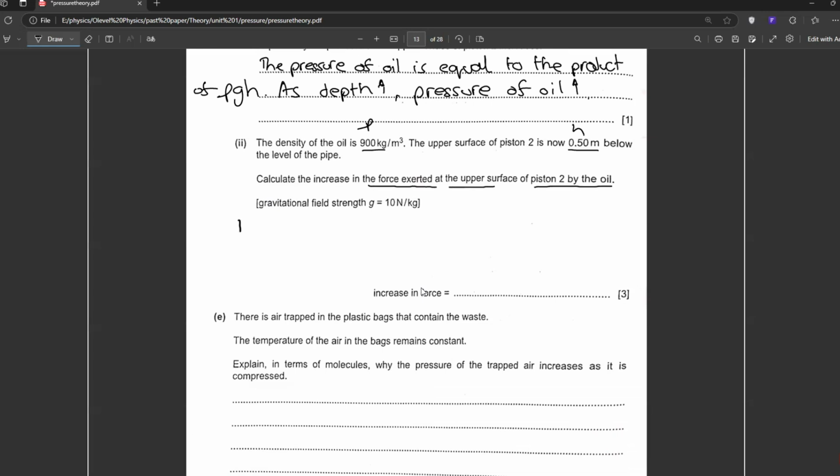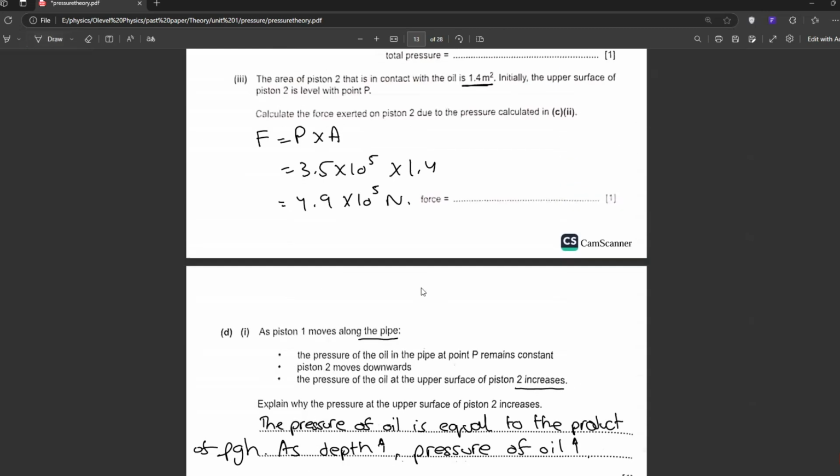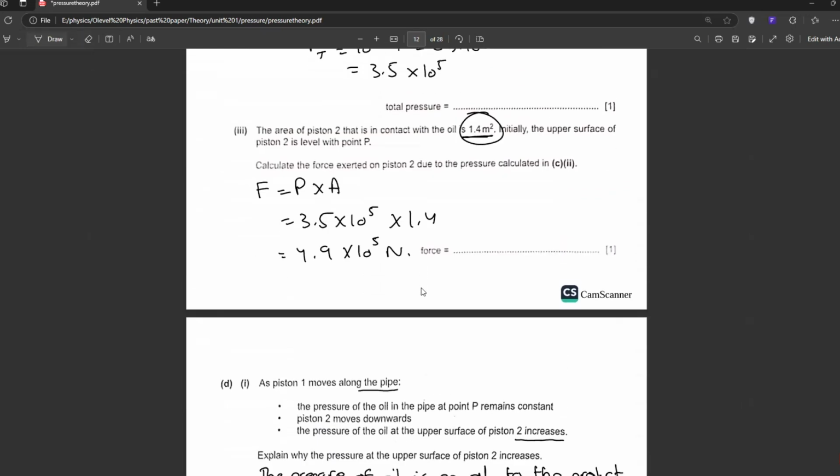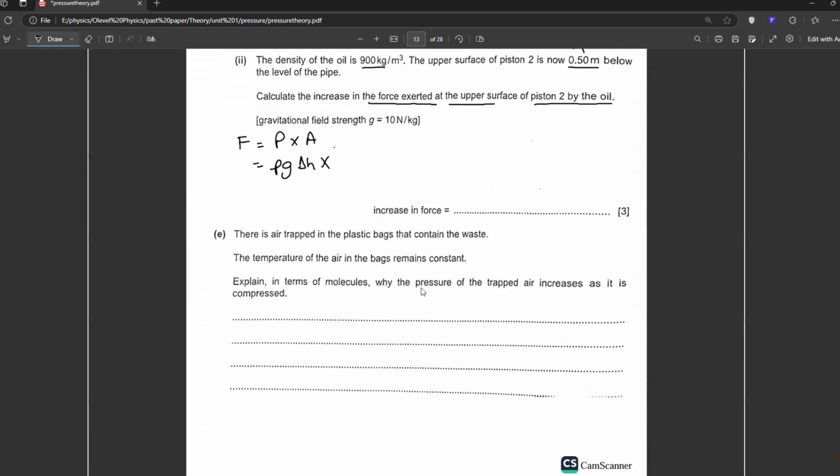So do you remember force is equal to pressure into area? What will be your added pressure? Pressure will be rho g into change in height. What is your area of piston 2? You know that the area of piston 2 was provided to you in the previous part, that is 1.4 meter square. So let's multiply that as well.